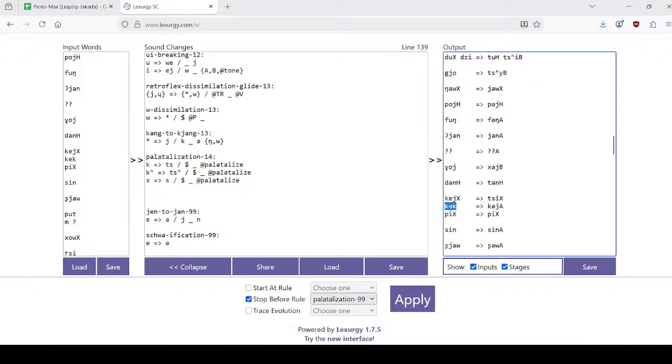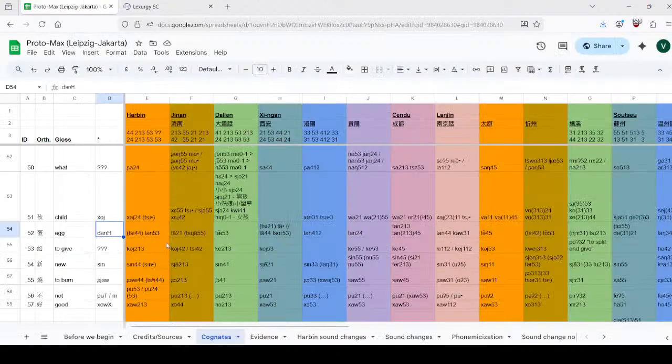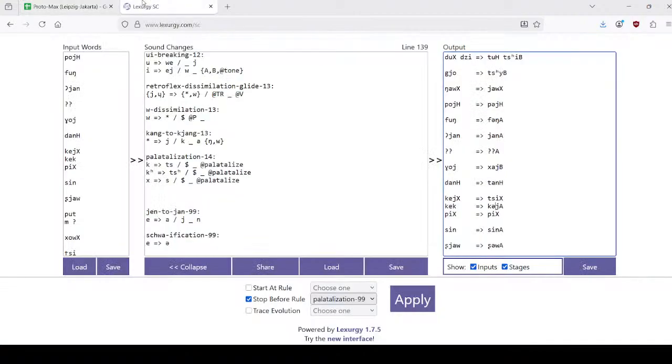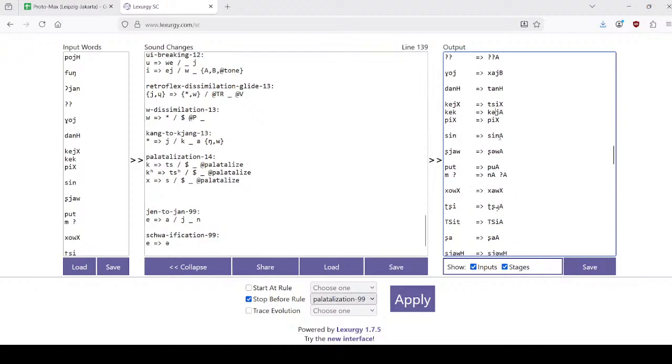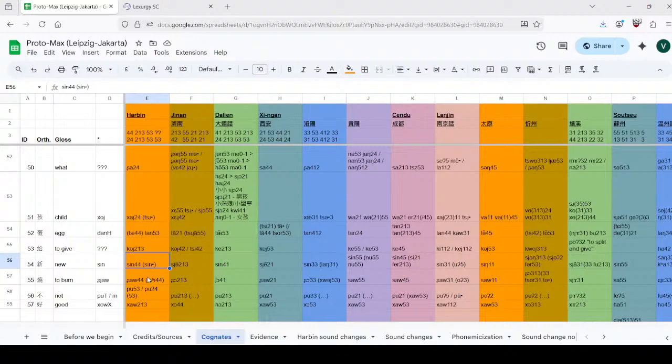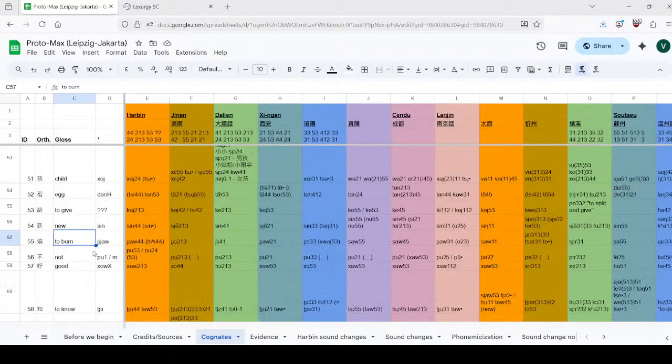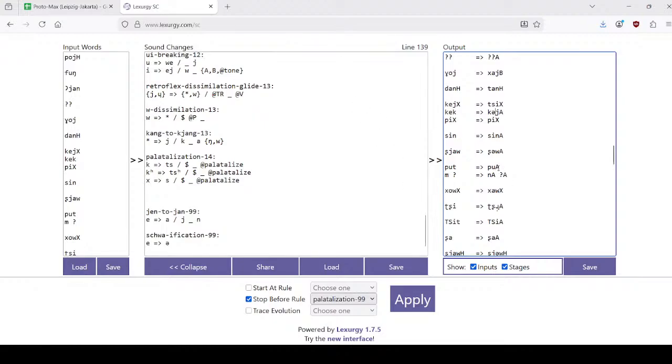It would be cup, which would go back to a kept. But obviously, the manner of the initial is wrong. So I think this makes the most sense, given that it comes out to gay in Mandarin, if it even can be reconstructed to the very, very beginning. But yeah, xin is just xin. New to burn. Xiao becomes shao. This is wrong. God damn it. God dang it. Dang it.